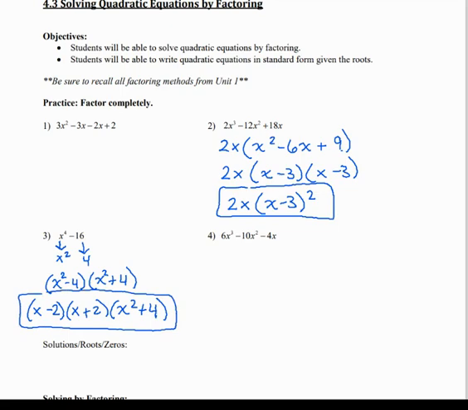Okay, you try number 1 and 4. Remember all of our ways of factoring. GCF, check for trinomial. If there's a leading coefficient, you may have to use factoring by grouping. If there's 4 or more terms, you need to factor by grouping. Okay, so give those two a shot.